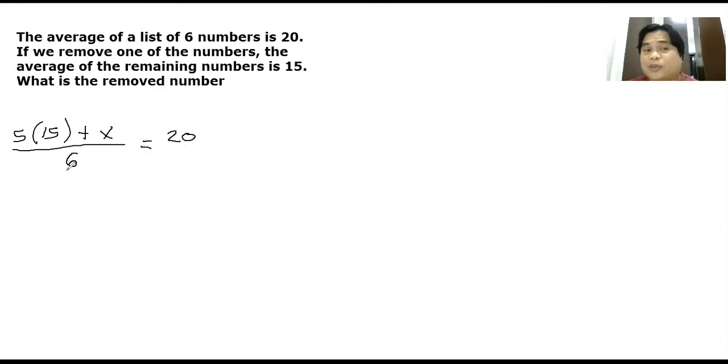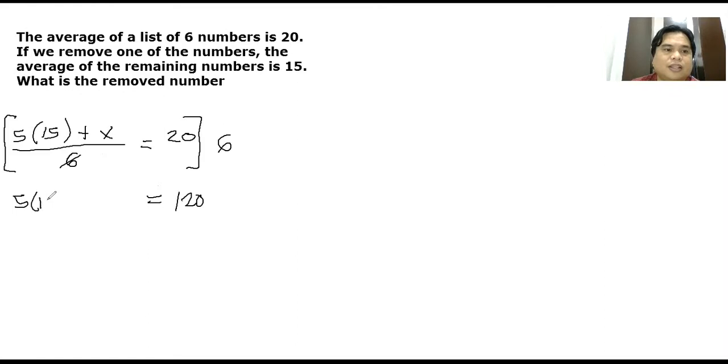So what makes this one easy at this point is all I have to do is solve for x. So I'll multiply first both sides by 6, right? So this one cancels out, and then this becomes now 120. Would you agree? And then on the other side, this one cancels out, so all I have left here is 5 times 15 plus x.